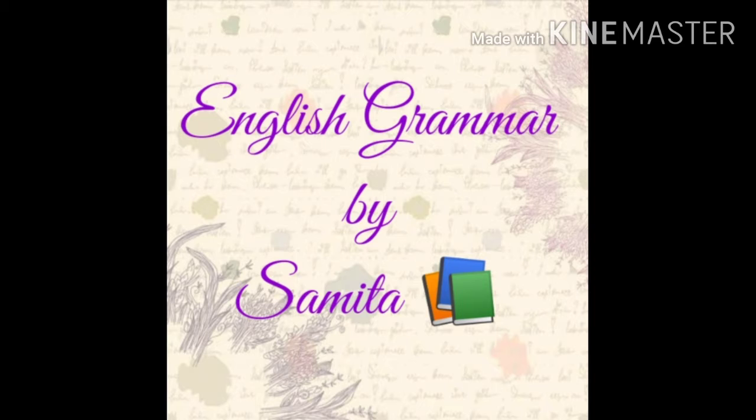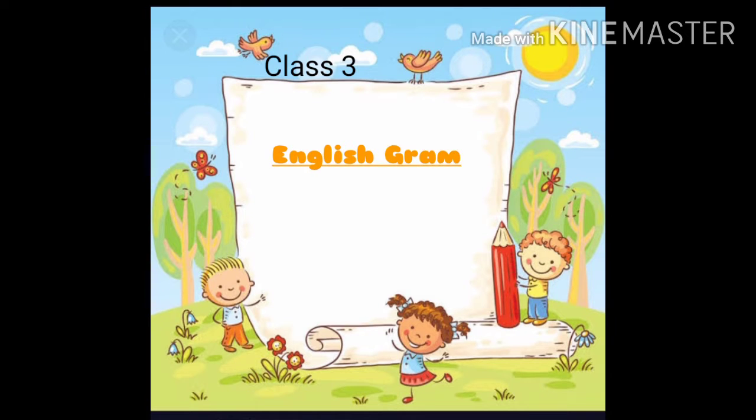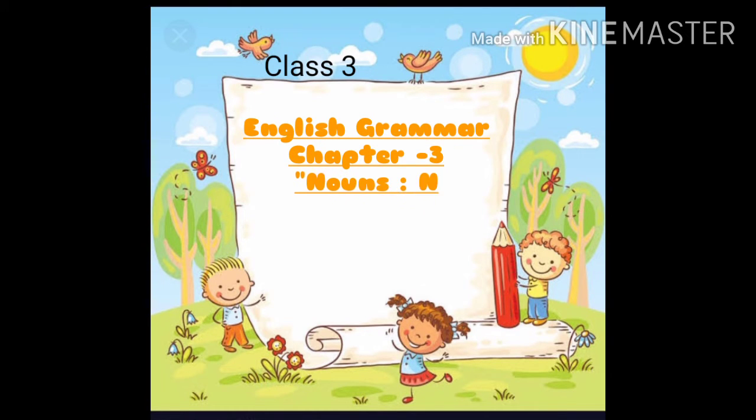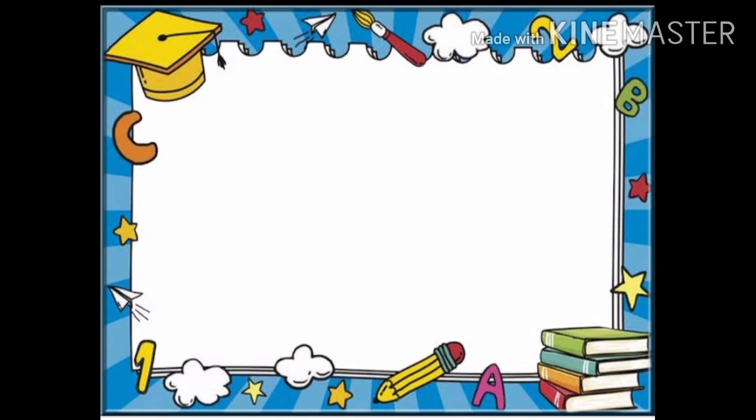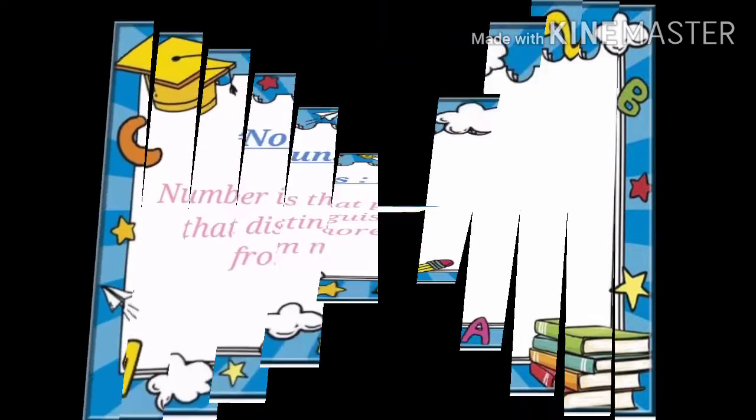So, we are back again with our new video, and in today's video, we will study English grammar, chapter number 3, Nouns, Number. Before starting this chapter, let's quickly revise what nouns are. A noun is the name of any person, place, or thing, or the naming words are known as nouns. For example, shoe, leaf, ball, story, car, clock, brush, etc. Now let's begin our chapter.